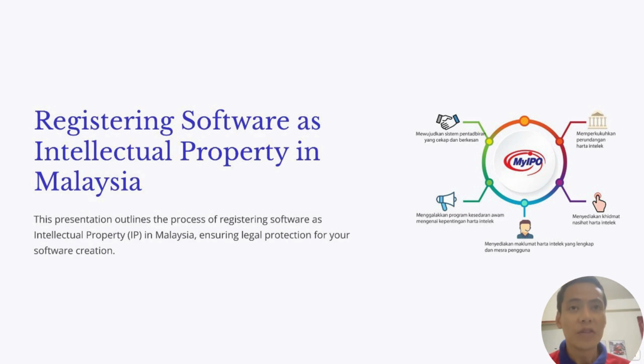If an individual or party has successfully created software for use inside the organization or outside the organization, it is really important to register it as intellectual property to ensure that their property rights are legally protected. Here are some steps to register software to intellectual property.